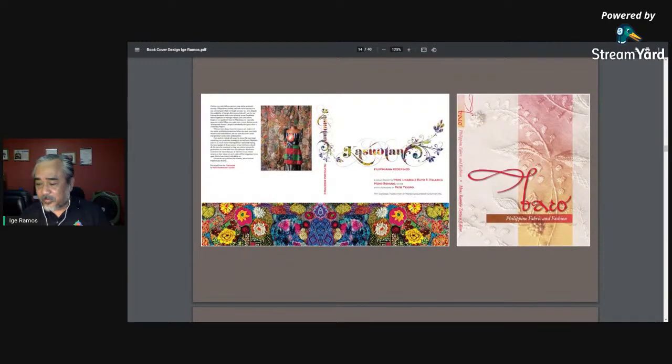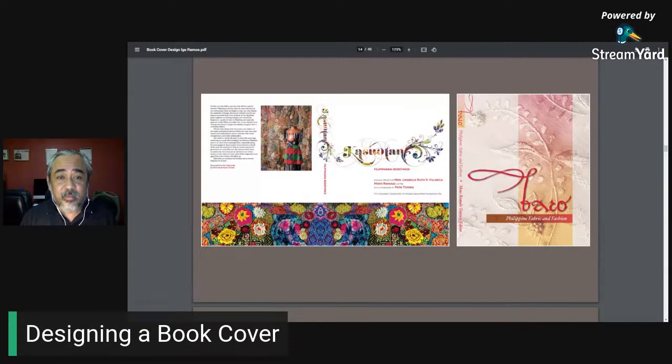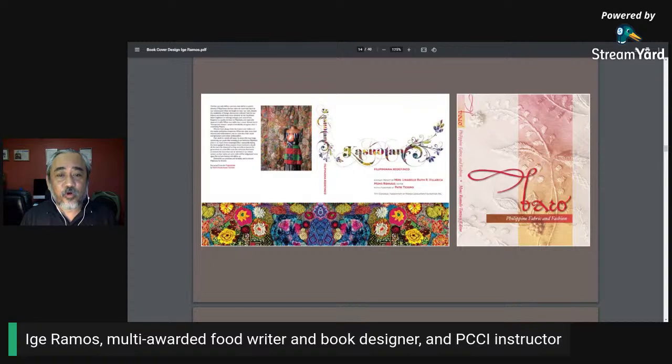Now this is about textiles, no? This is Kasuotan and Baro. These are the two books I did, one for the Congressional Spouses Foundation, and this is for the Women Legislators of the Philippines. Kasuotan is a book I did about two years ago, and we were very lucky because we got Patis Tesoro to write the foreword. I asked Patis if we could photograph some of her works and textiles and incorporate them in the book design.